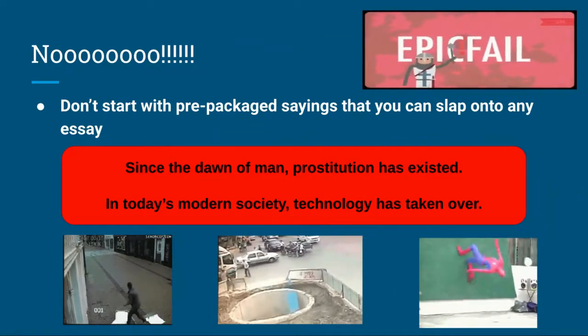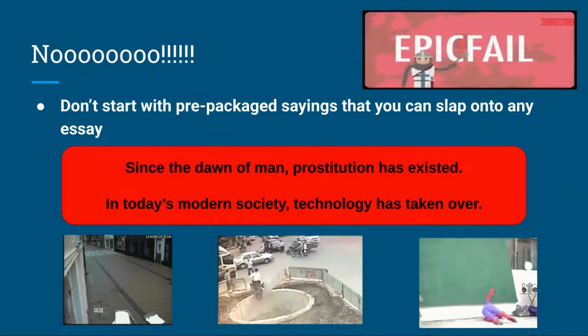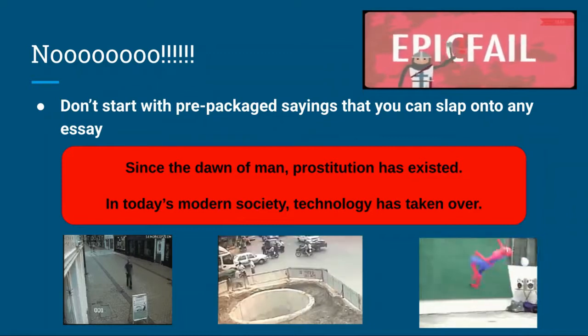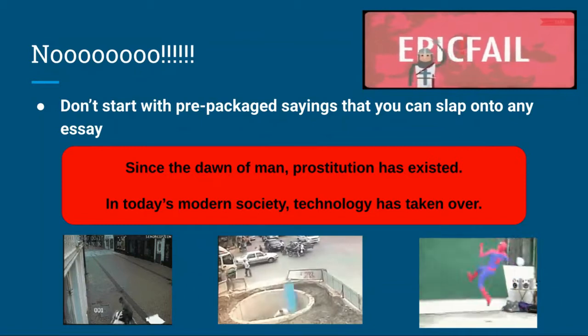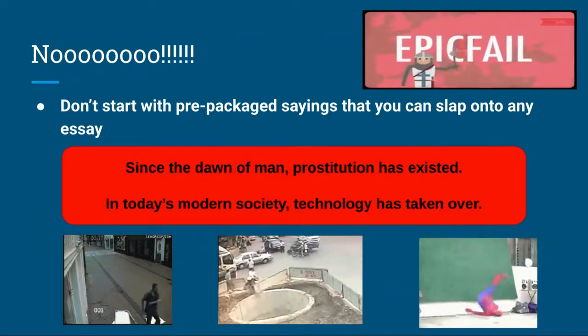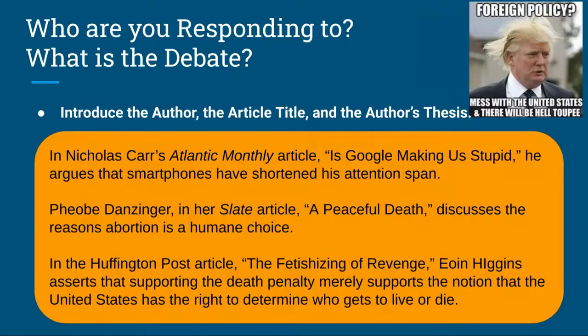The reader might assume, well, what technology are they talking about? A VCR? That's a very old technology, right? So you have to be very, very specific. You don't want to be very vague. Okay, so let's talk about the second guideline.